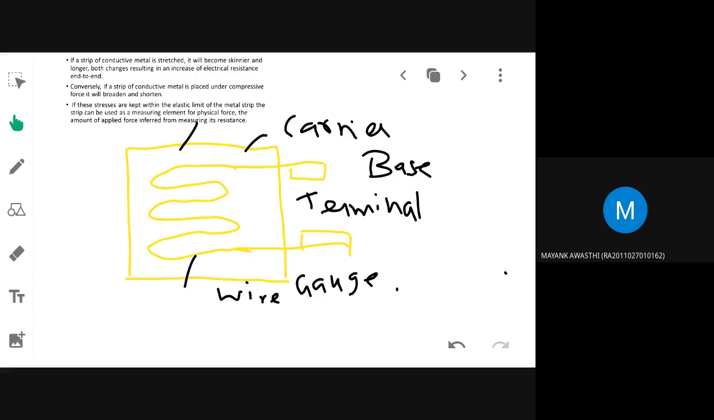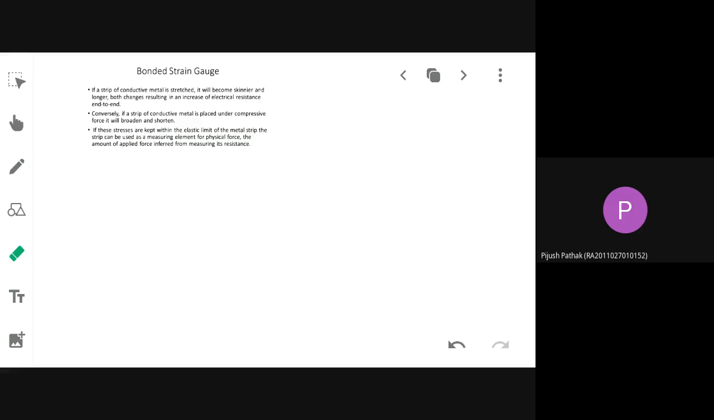Again, you will have the same carrier base made up of bakelite, over which you will have a fine resistive wire. Underneath it you will keep the material that you are going to study, which is being subjected to strain. That strain will be transferred to this resistance, because of which the resistance will change, and it will be measured by a bridge called a Wheatstone bridge. Is this also a bonded one or an unbonded one? Bonded. Okay, now we'll see what difference it makes with an unbonded strain gauge.